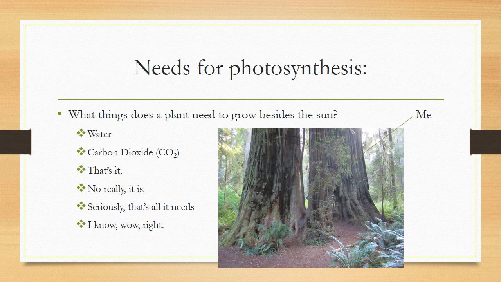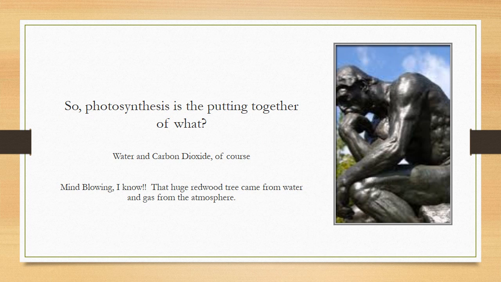Water, carbon dioxide, and the sun. That's what photosynthesis needs. So we talked about photosynthesis being putting together. So what's it putting together? It's putting together its two needs, water and carbon dioxide. I know it's kind of mind-blowing here.